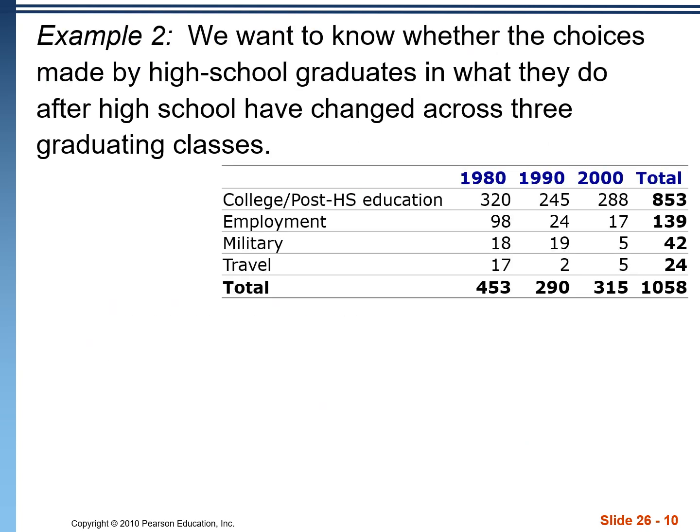Example 2, we want to know whether the choices made by high school graduates and what they do after high school have changed across 3 graduating classes. So we have graduating classes from 1980, 1990, and 2000, and we're comparing what they choose to do after high school and saying, are these differences attributable just to natural sampling variation, just chance alone, or are their decisions different across the 3 decades?